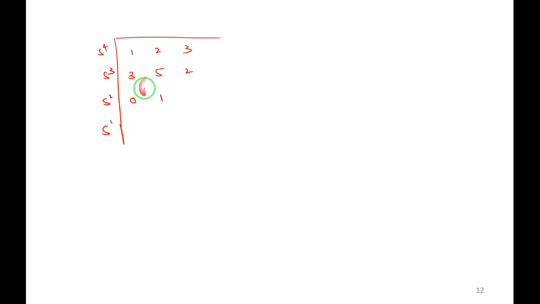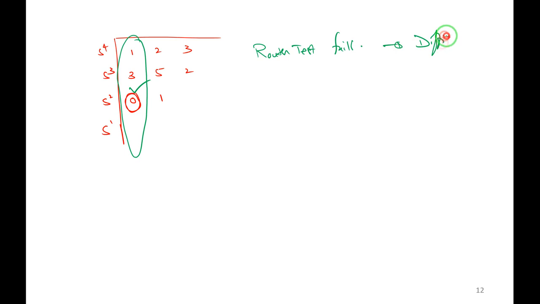Observe here, in the first row all the elements are present, in the second row all the elements are present, in the third row all the elements are present, but if the first element in the first column is 0 here, I am not worried, right? We should concentrate only on the first column. If any element in the first column of the Routh array is 0, then the Routh test fails. This we call difficulty one.